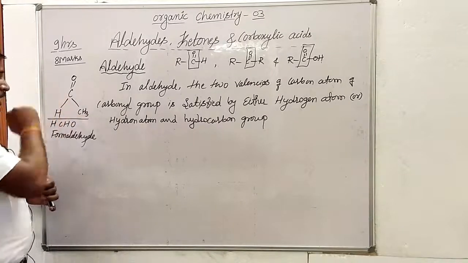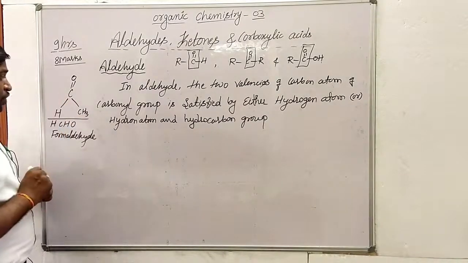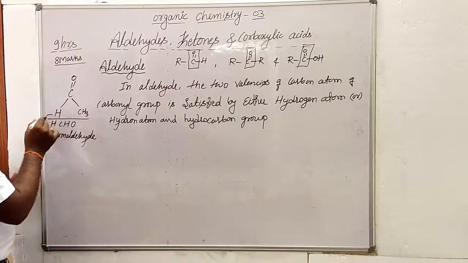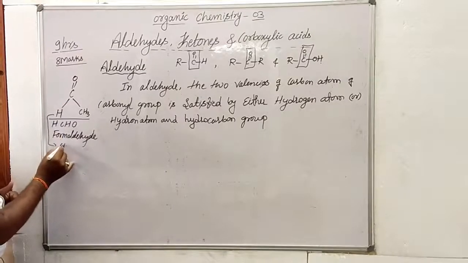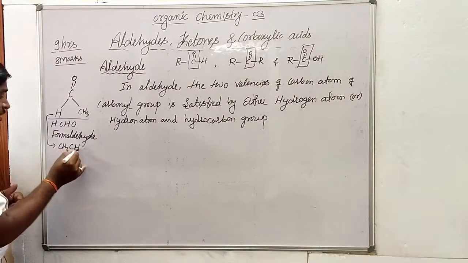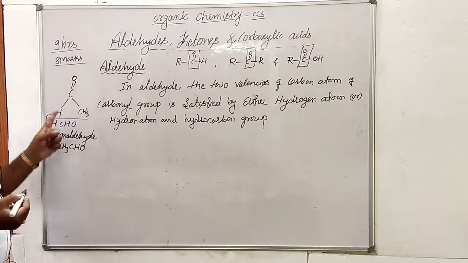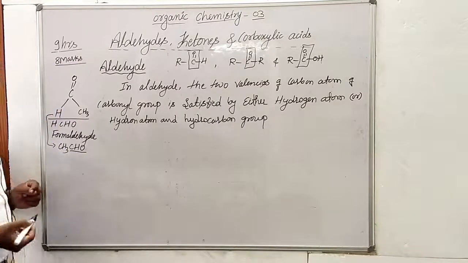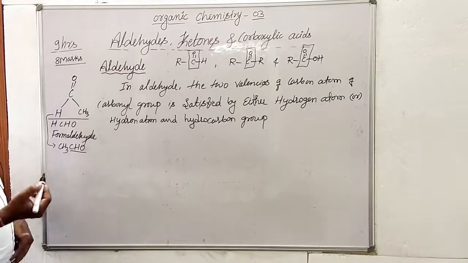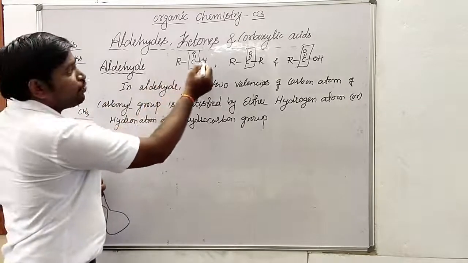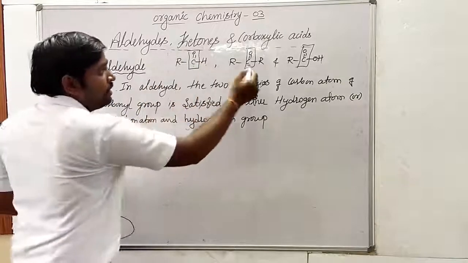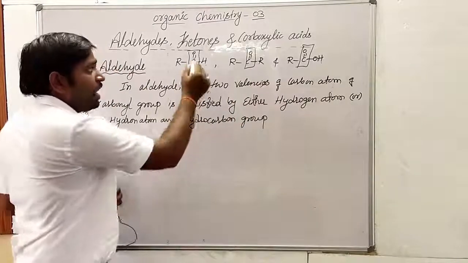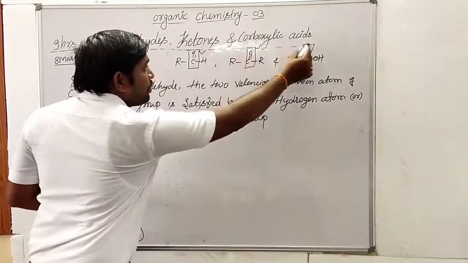So now what does it become? What is the name of this molecule? Now this becomes CH3CHO. CH3CHO is the formula for this molecule. So CHO is the aldehyde. The general formula for the aldehyde is CHO. So among all these three compounds, the common functional group is the carbonyl group, C double bond O.